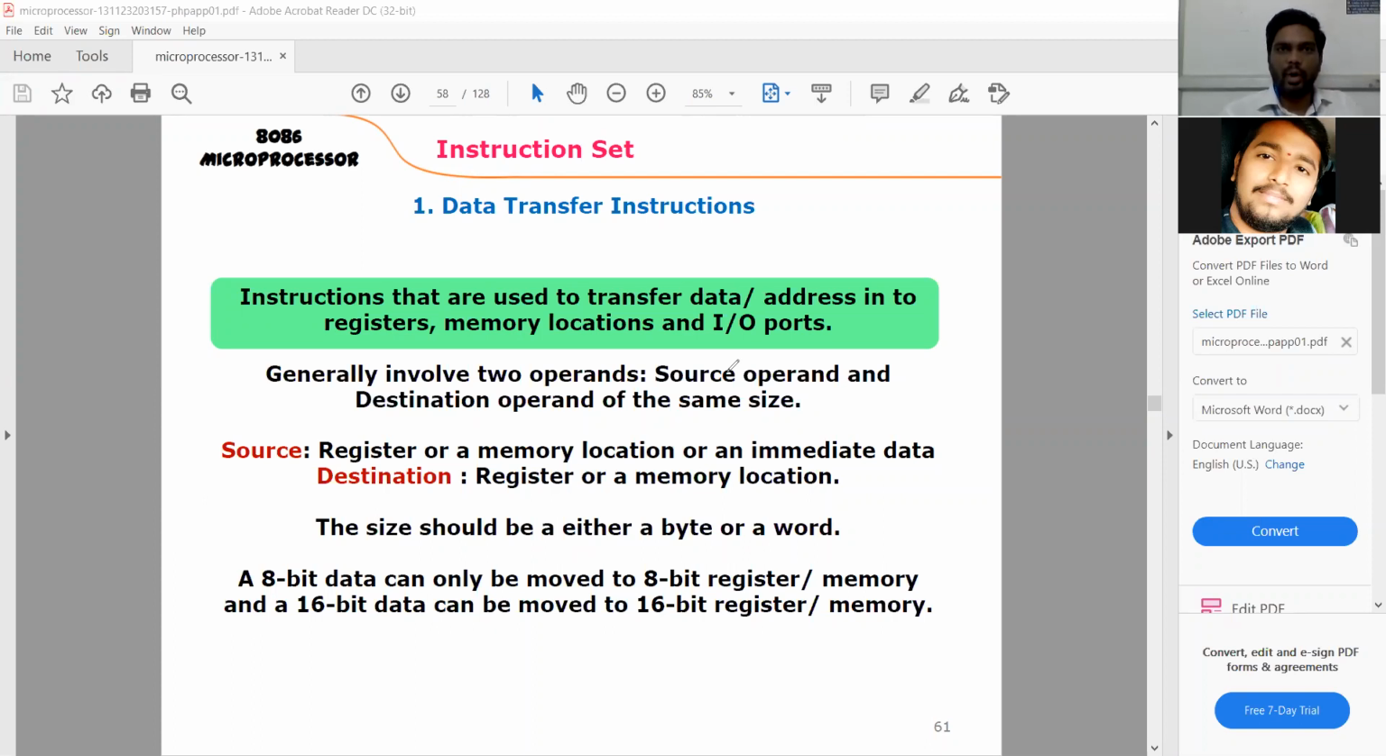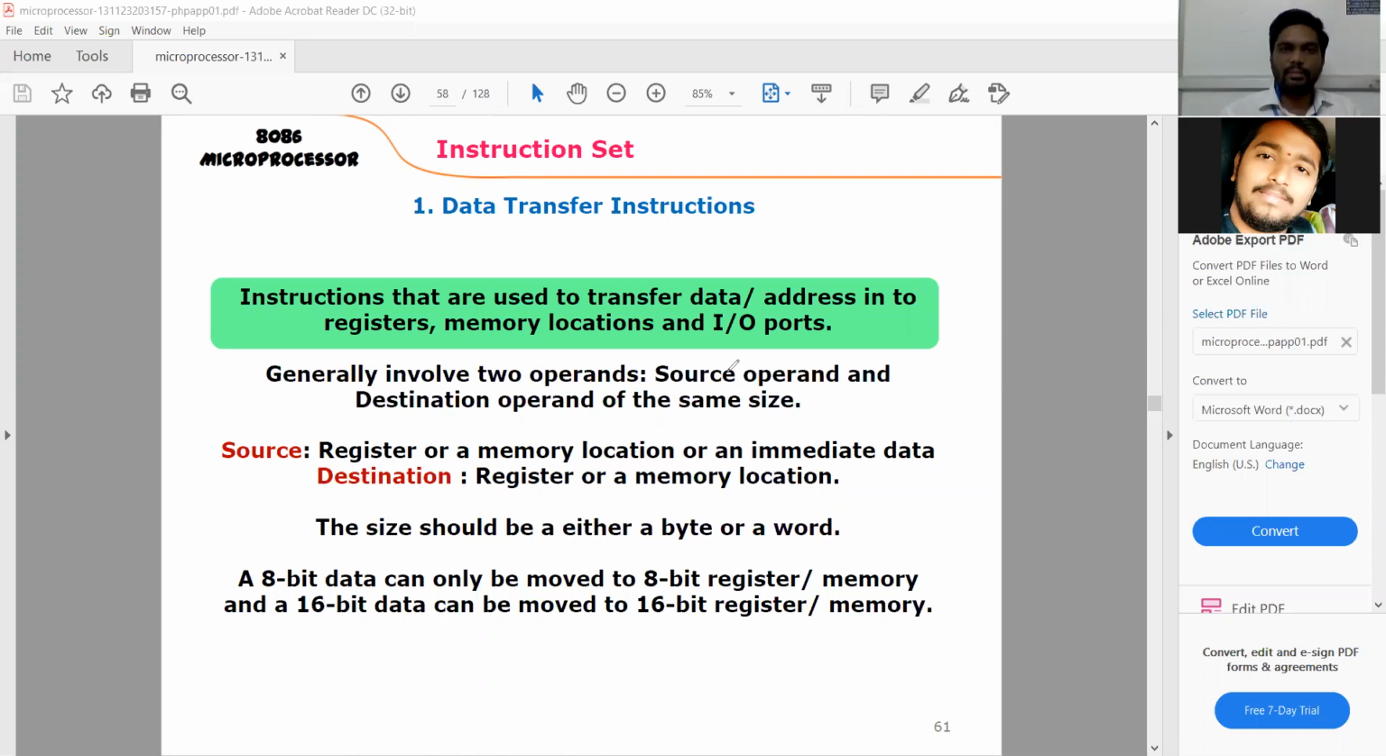Not about opcode, opcode will be a different one. But the operand itself will have two parts, apart from opcode. One part is the source operand and the other part is the destination operand. And both the source operand and destination operand will have the same size.